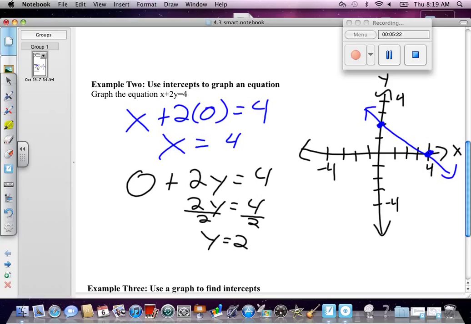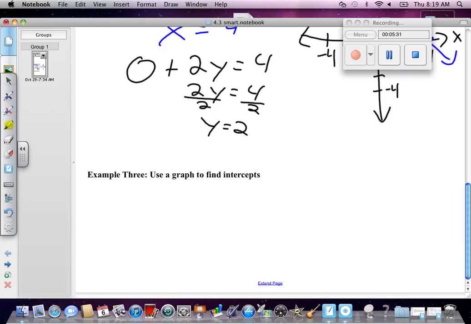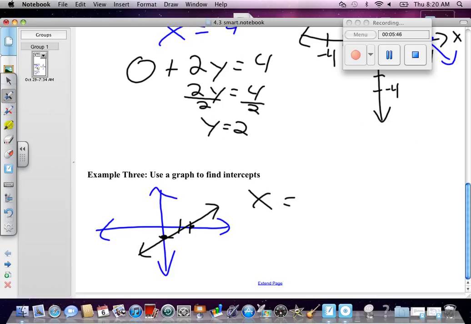Anybody have questions about how to do this? We feel good? Okay, now for the next one. I don't have a graph up here, but you have one on your paper, and it looks something like this. Okay. Can you tell me what the x and the y intercepts are? Yes, Kyle. What is x? And y is? Negative 1. So pretty easy?